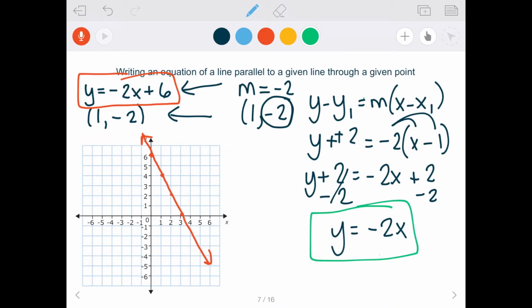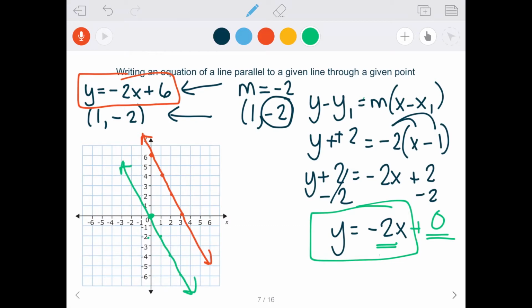So if it says y equals -2x, what's missing? We don't have the y-intercept. That means the y-intercept is 0. This line goes through the origin. And my slope again is -2. So down 2 over 1, down 2 over 1. And there it is, parallel lines.